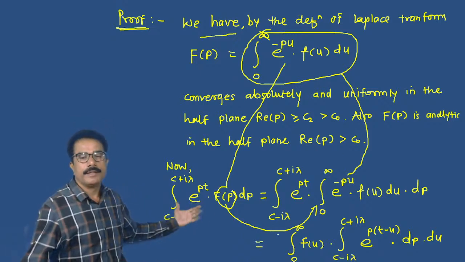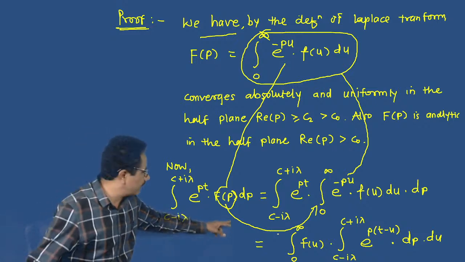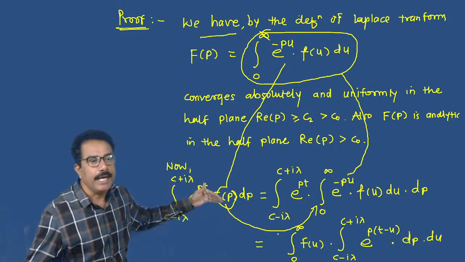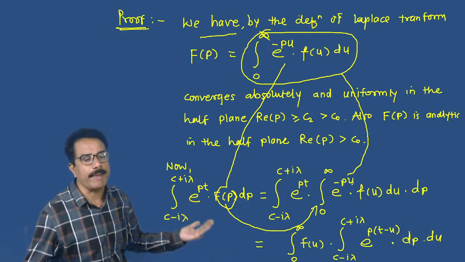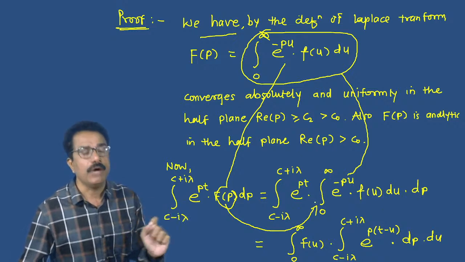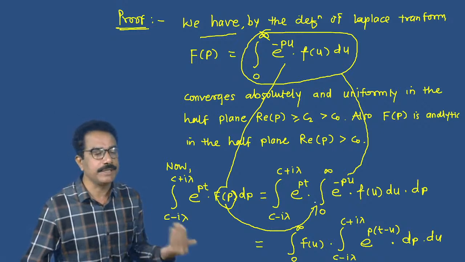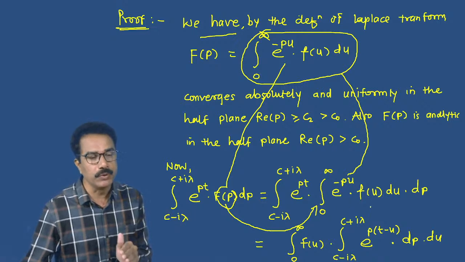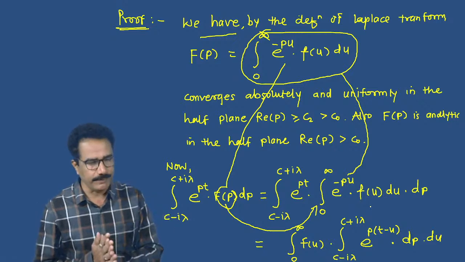So our integral on the right side becomes the integral from c minus i lambda to c plus i lambda of e raised to pt, again into the integral from 0 to infinity of e raised to minus pu into f of u du, into dp. So on the right side there is a double integral. The first integral is with respect to p and the second, from 0 to infinity, is with respect to u, due to the introduction of capital F of p.